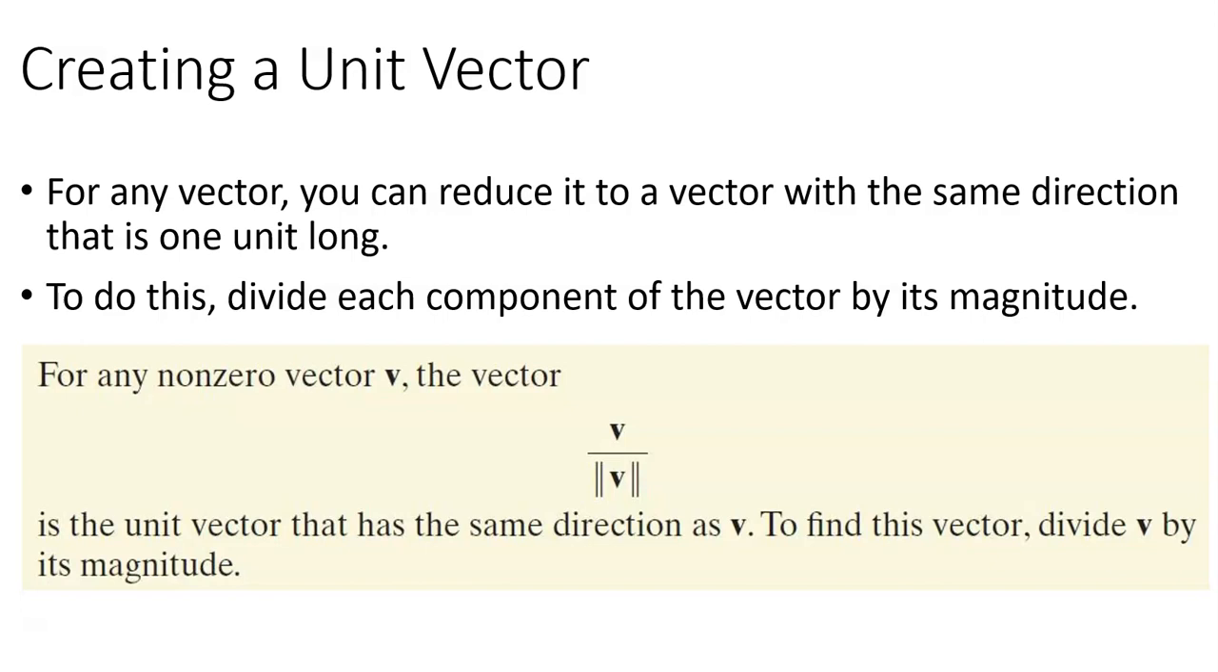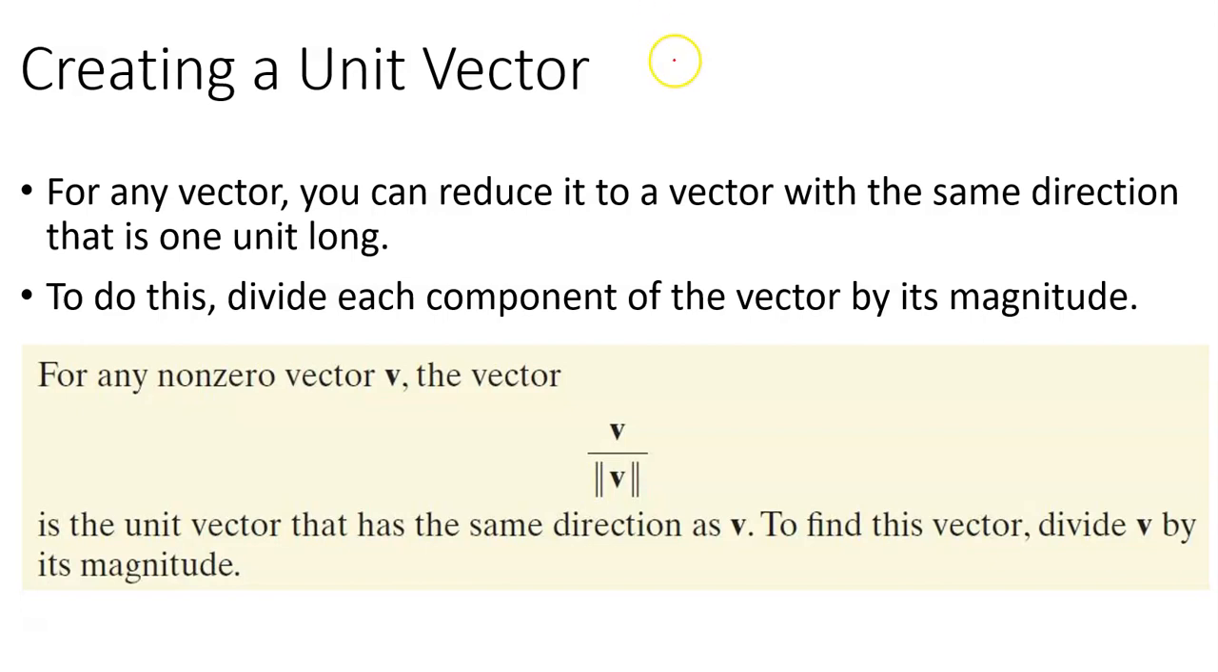I had mentioned earlier that there is such a thing as a unit vector. A unit vector is a vector that is 1 unit long. What is the unit? Well, it depends what you're measuring in. It could be a foot long, could be an inch long, could be a centimeter long. It's 1 unit of whatever linear measure you have.